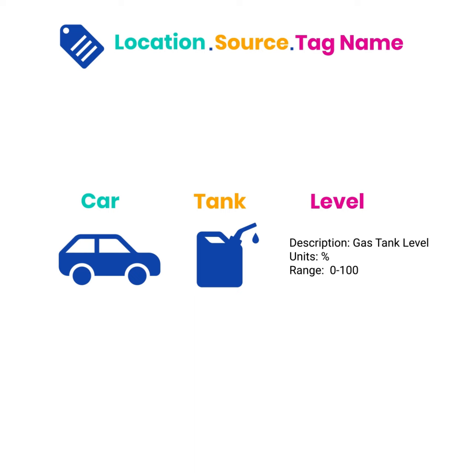But that doesn't really tell you much. So we have something like the description to say it's the gas tank level. It's not the windshield wiper fluid. It's not the oil level. You're looking at your gas tank level. It comes with units for a percent full. And then you have the normal operating range, so 0 to 100.